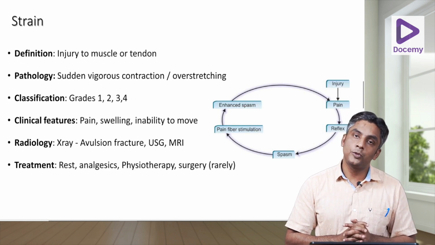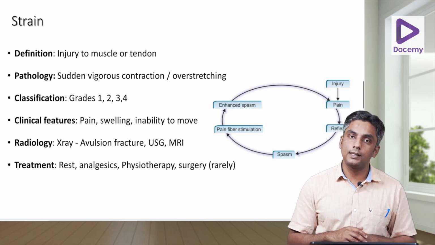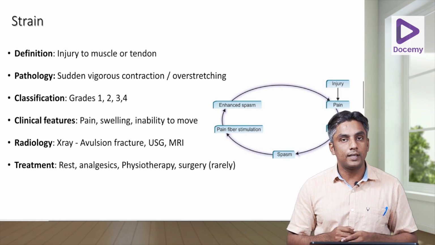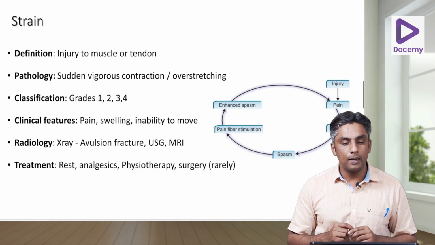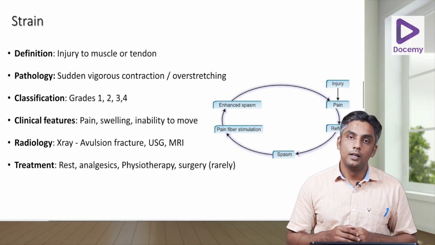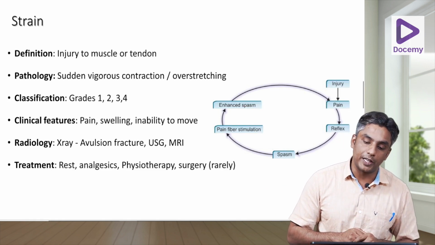Treatment: most strains, even 90%, get healed. Strains heal by rest and immobilization, because the muscle has a tremendous amount of vascularity, so healing is not really a big issue. But sometimes surgery is required in case of big avulsion injuries or grade 4 strains.